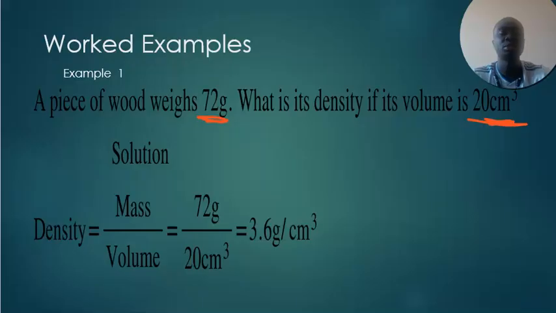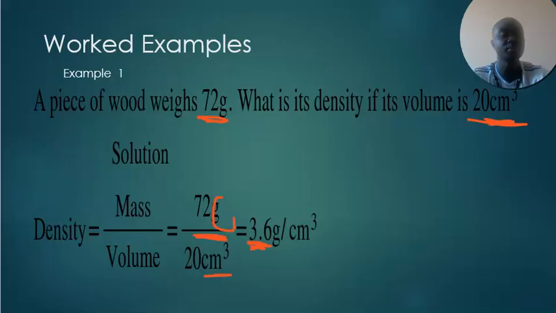Now our mass is 72 grams. Then our volume is 20 cm cube. Now you punch 72 over 20, you get 3.6. You don't punch in the gram and centimeter, you just punch in the digits or the value. So 72 over 20, you get 3.6. Now this is gram, per, the division sign, centimeter cube. So this is what we get.